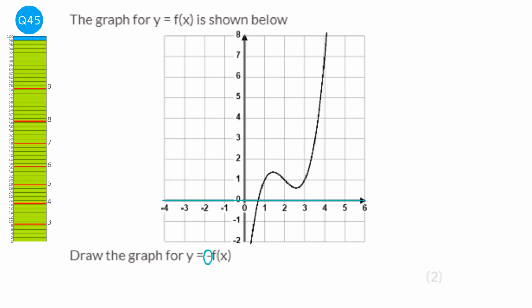So we're going to be reflecting this graph in the x-axis. We can see it crosses the x-axis here, so our graph needs to go through that point, and we just try our best to reflect it, and so it should look something like this. And we're going through that point there and then all the way up.